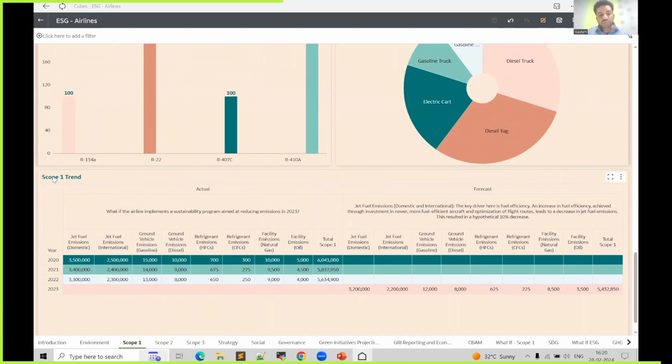So if I have to show you the scope one, we're trying to identify the data across my different years on different emissions. And I've basically run a what-if analytics to make sure, if you look at the forecast, so 3300, I have the 3200 now. So you try to compute this information from a forecasting perspective as well.